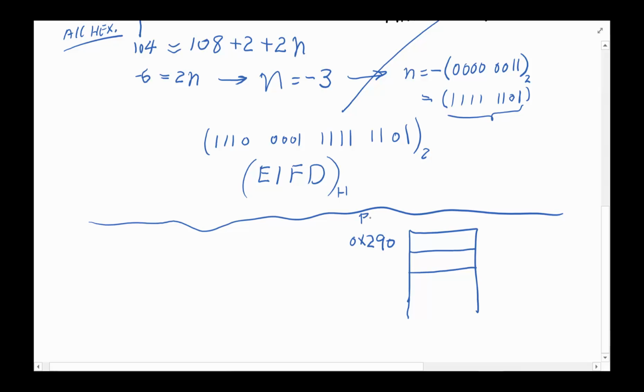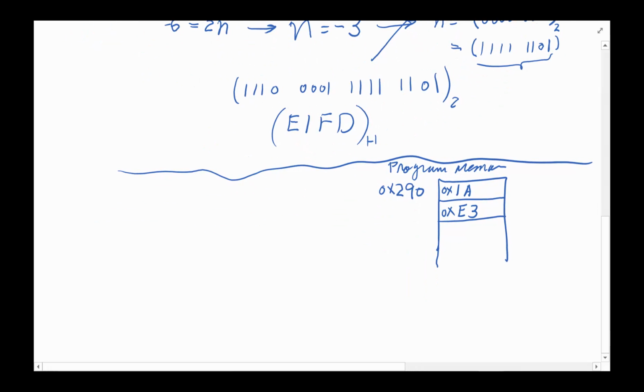In this program memory, we've got 1A, and by the way, the content and everything is in hex, so I should probably put 0x1A, and then we've got E3 as the upper byte. Let me rewrite. This is location 290, this would be location 291, and our expectation is the next instruction is after that. They have asked us, looking at the memory, what is this instruction?